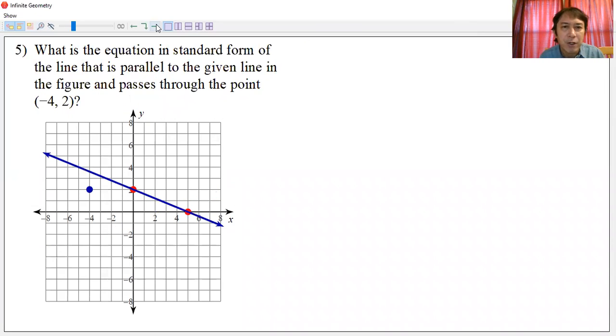Okay, here's number 5. What is the equation in standard form? Take note of the form. Standard form. And standard form looks like this: AX plus BY equals C, where X and Y are variables and A, B, and C will be numbers. This is what you call the standard form.